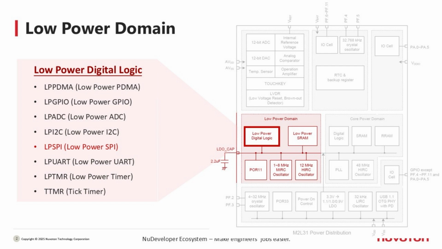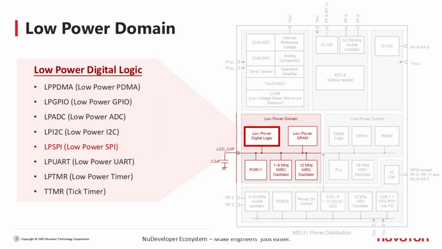The low power domain is made up of the low power digital logic and the low power SRAM, and its clock can keep running independently from the core power domain. This architecture is ideal for handling periodic tasks or event-triggered tasks while the system is in sleep or standby mode. As highlighted in the diagram, the available clock sources include the 1 to 8 MHz MIRC and the 12 MHz HIRC. Now, let's move on to the Low Power SPI, also known as LPSPI.